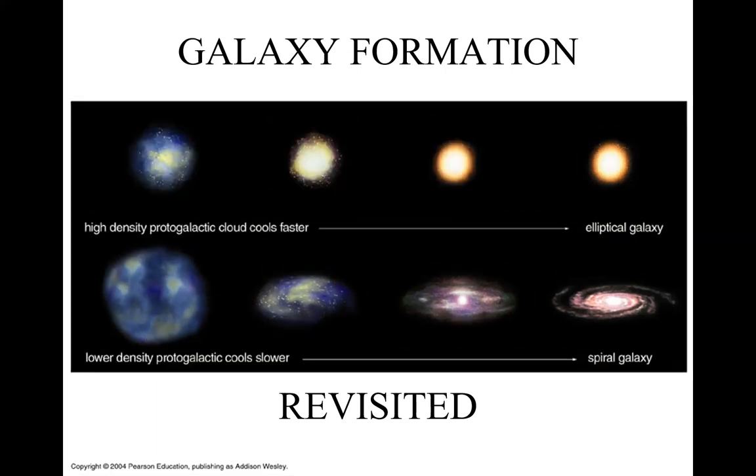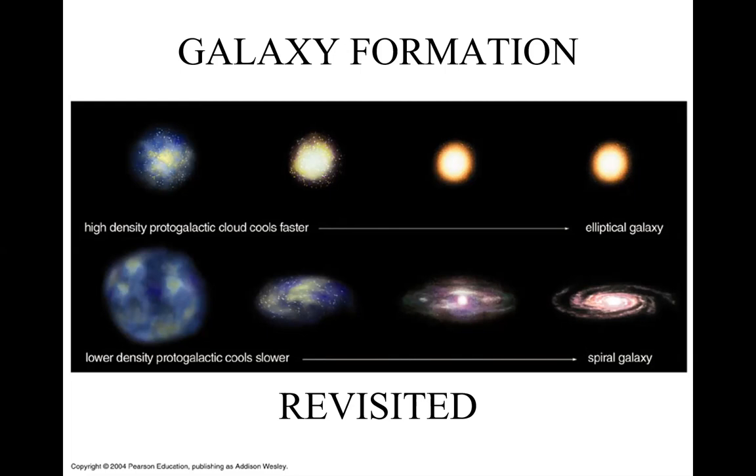In a similar sense, not so much rotational motion, but just the amount of mass, this idea of density, could also affect the type of galaxy that's formed in the first place from a protogalactic cloud. So again, referencing those top four pictures, if you have a protogalactic cloud that is very, very high density, then the higher density actually allows the cloud to cool down a little bit faster. And therefore that cooling down ability that a high density protogalactic cloud has allows it to turn into an elliptical galaxy in most cases.